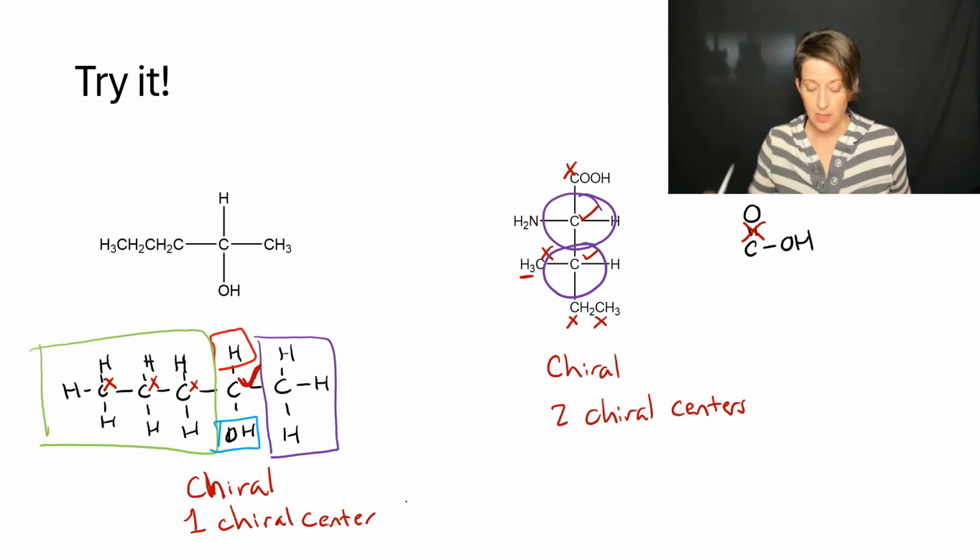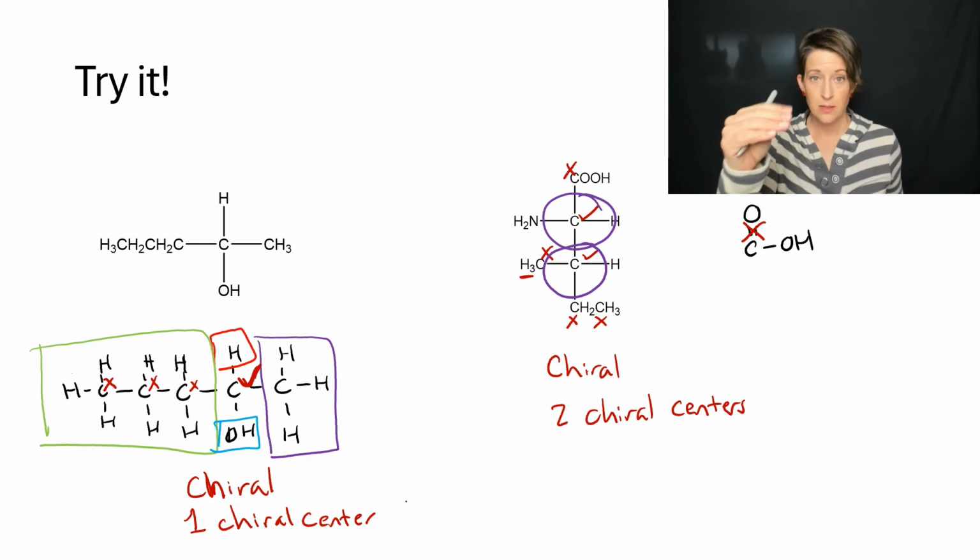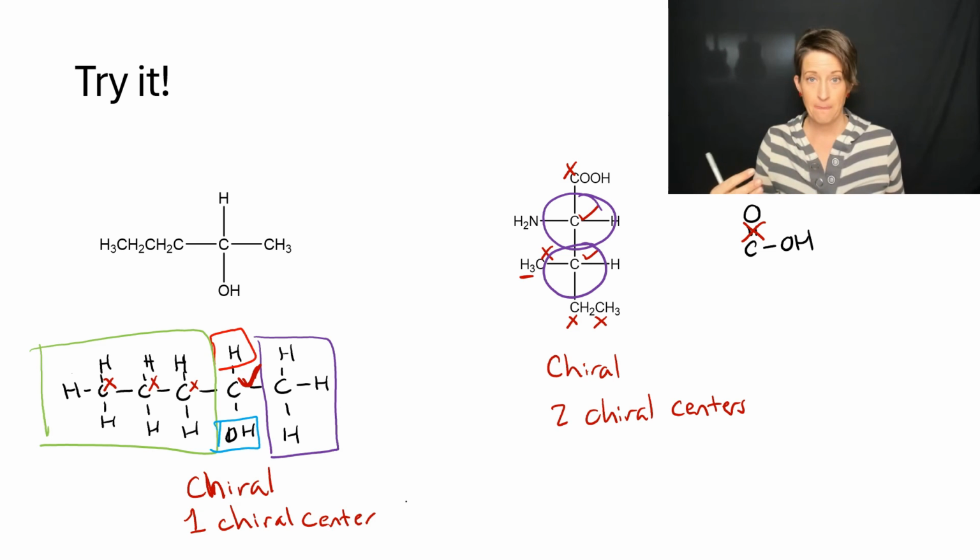In summary, go to each carbon, color code your groups. You don't need to name them. If there's 4 different colors, it's chiral. If there's not, it's not.